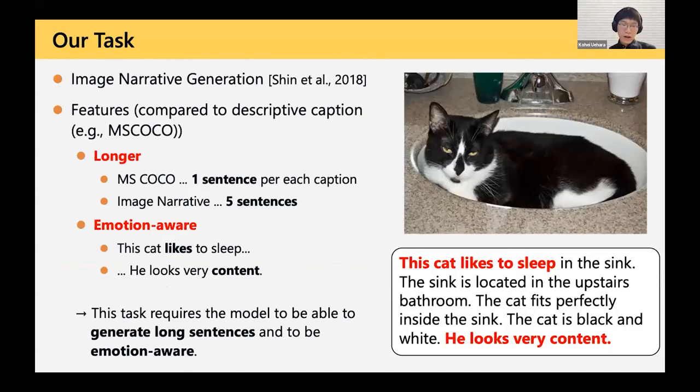Our task is to generate emotional narrative from an image. Image narrative generation differs from descriptive caption generation in several respects. First, the length of the text to be generated is longer. And second, there are frequent references to emotions in the text. For example, you can see references to emotions in the example narrative, such as this cat likes to sleep and he looks very content. Therefore, the model for this task must have the ability to generate long sentences and must be emotion aware.